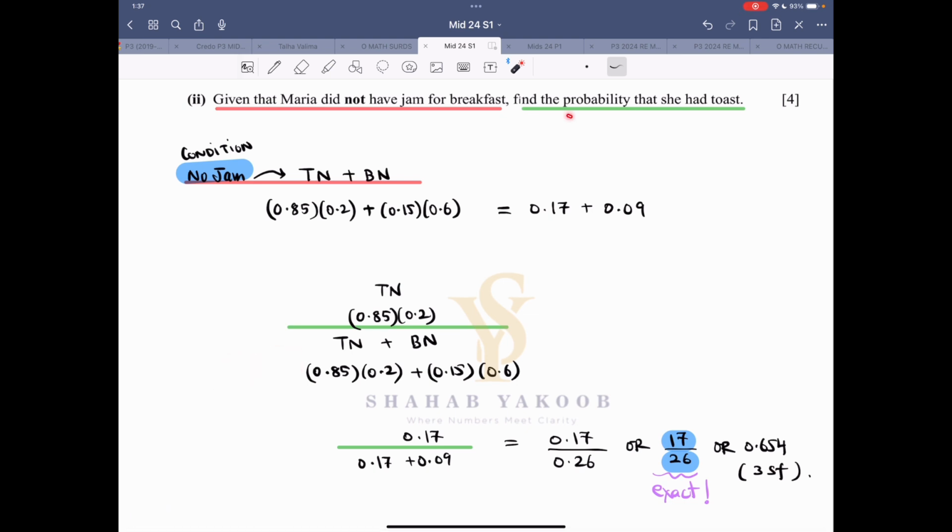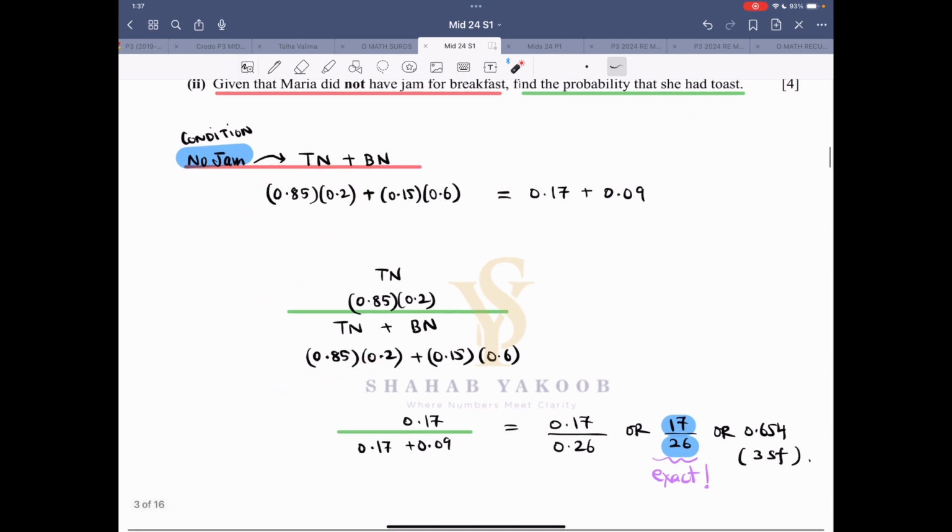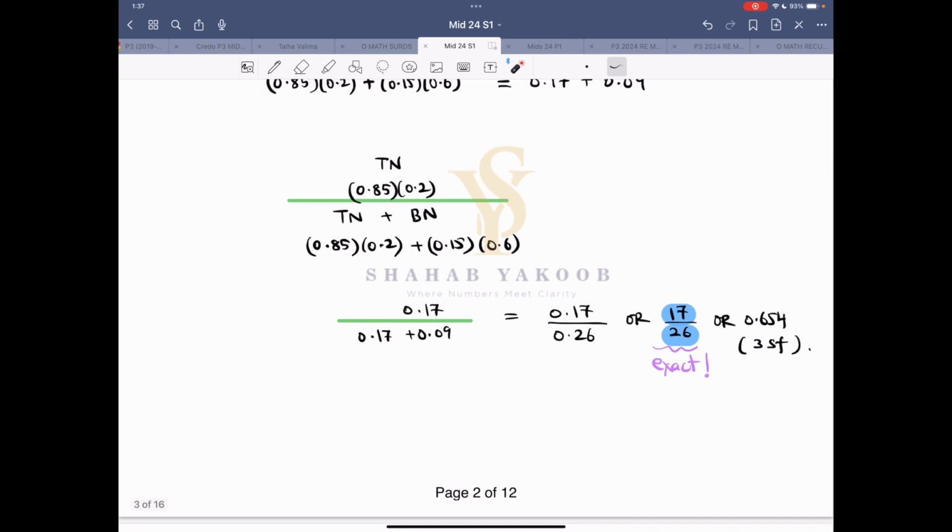And find the probability she had toast. So this is the relevant portion, and that relevant portion goes up. So now this is 0.17, this is 0.26. I would prefer leaving the answer in the exact form. Do not challenge yourself or the examiner by just working your calculator. There is no need for that. Yes, the question was in decimal, but this answer is coming out to be exact. So this is perfect. This is 10 out of 10 for leaving the answer in the exact form.